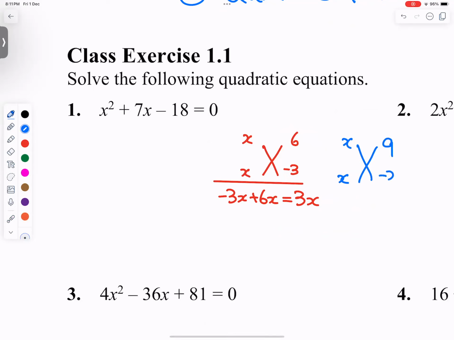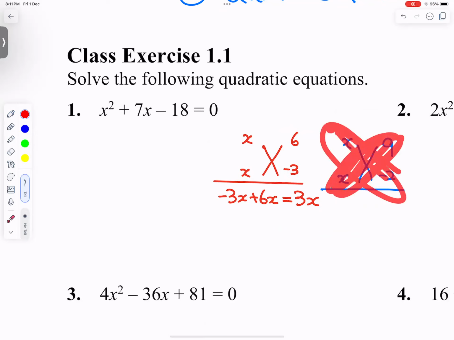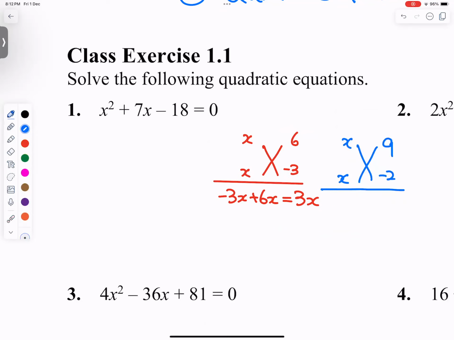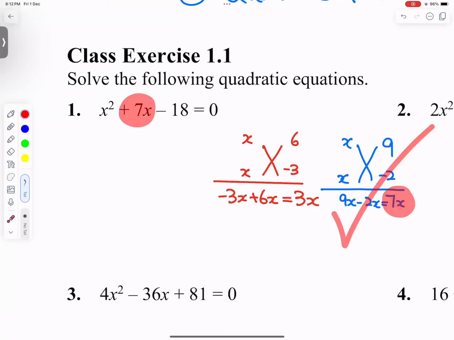9 times negative 2, because we need negative 18. So do the cross, 9 times x, and then negative 2 times x. You get 9x minus 2x, 9 minus 2, 7x. And then this now matches the one in the middle. And when it matches, that means this is a correct thing.